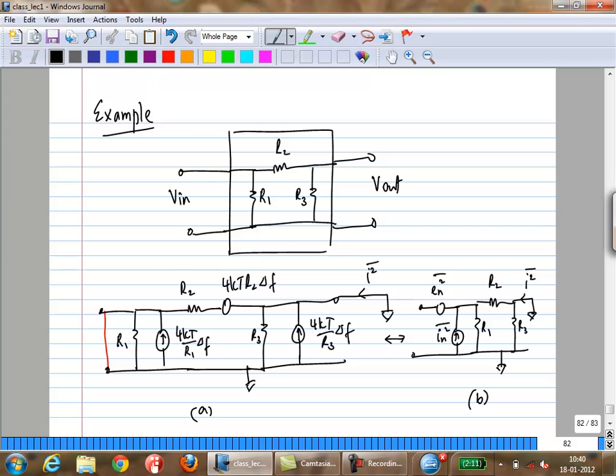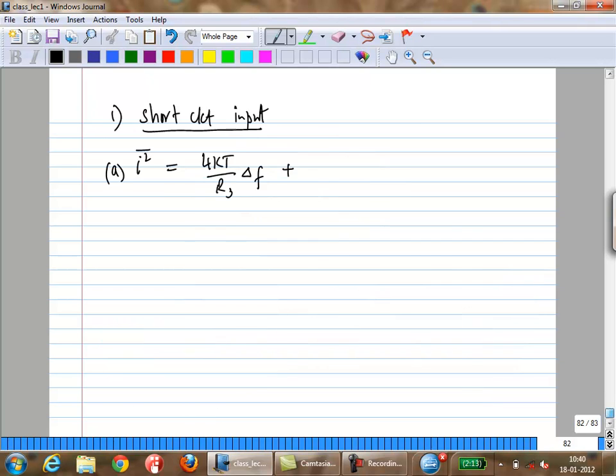What is this noise voltage? Now due to R2, the noise current due to R2. So this voltage is 4kT R2 delta F over R2 squared. So this side is shorted, this side is also shorted. So the noise current flowing through this is just 4kT R2 delta F over R2 squared. So it's just 4kT over R2 delta F.